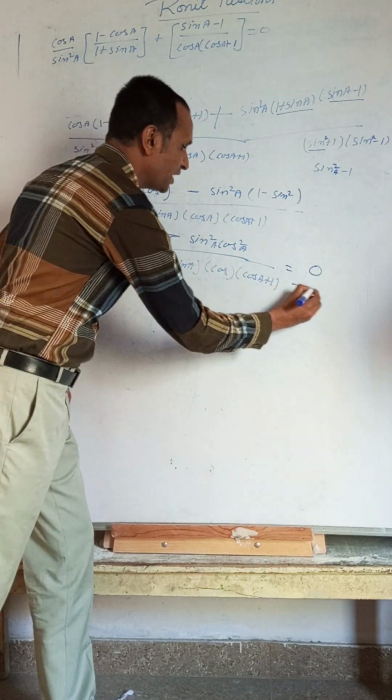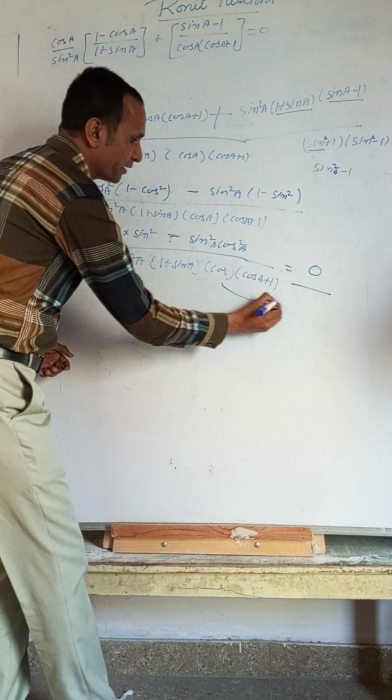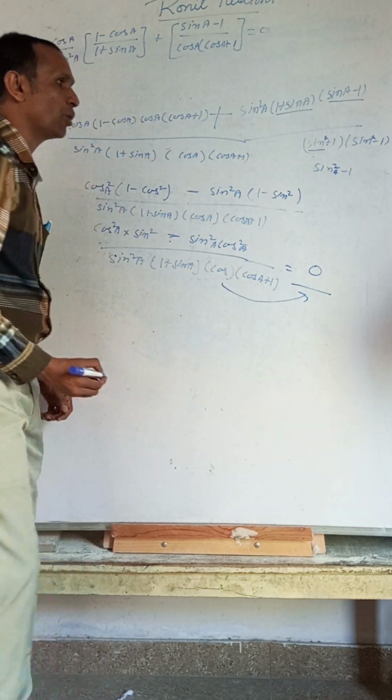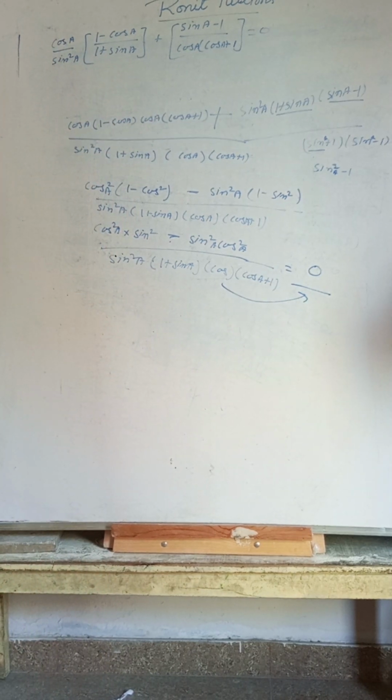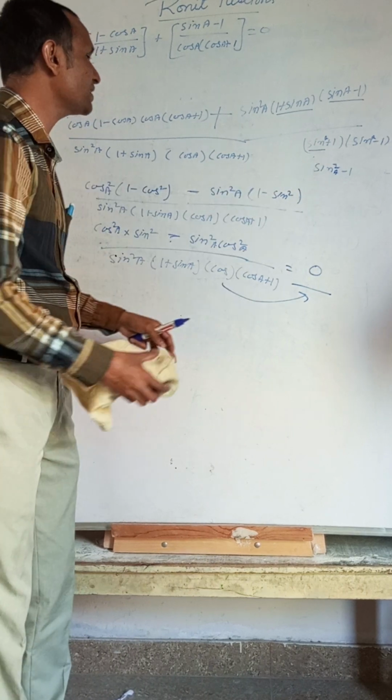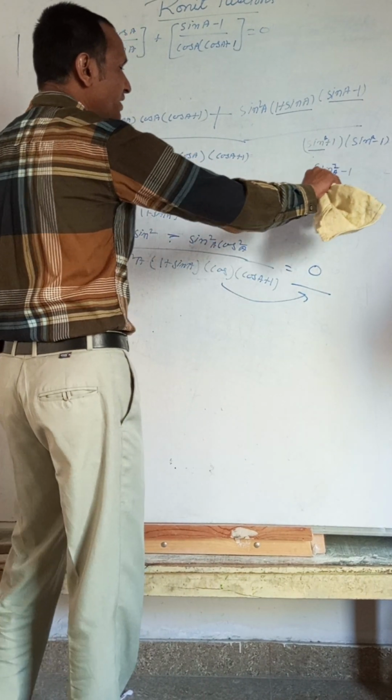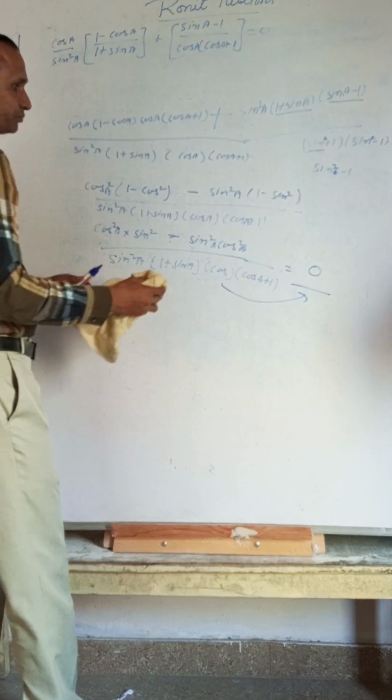Or 0 divided by any number. This is the same as here. Here it will be the same. It will equal 0. Hence it is proved. Otherwise, if there is some confusion here, suppose we write it like this, sin square.